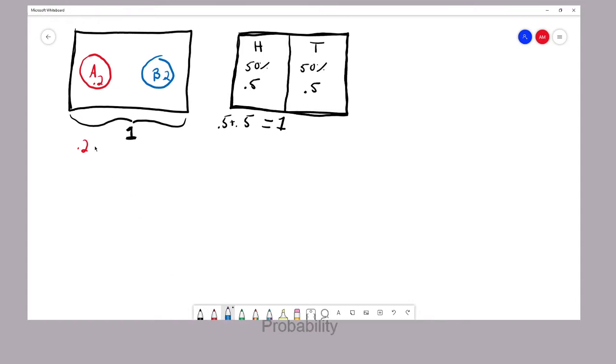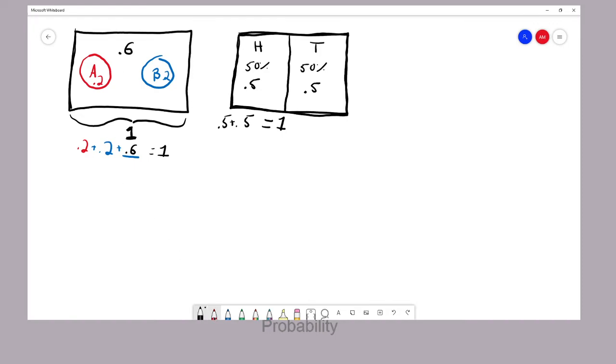0.2 plus 0.2 plus something has to equal 1. And we know that 0.2 plus 0.2 is 0.4. So that leaves 0.6 probability that neither A nor B happen. So within this space, instead of 2 possible events like heads and tails, there's 3 possible outcomes in this sample space. Either A can happen, or B can happen, or neither A nor B can happen.